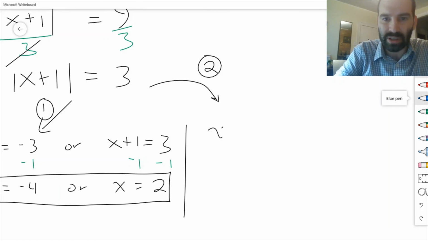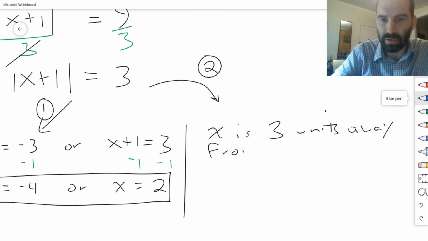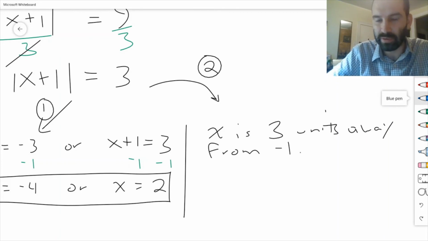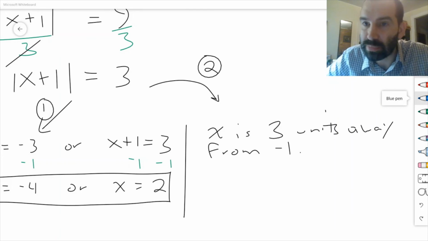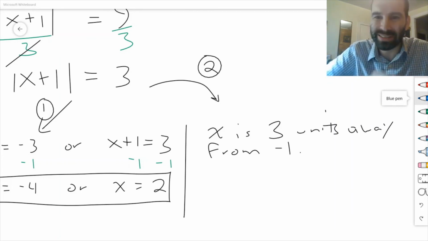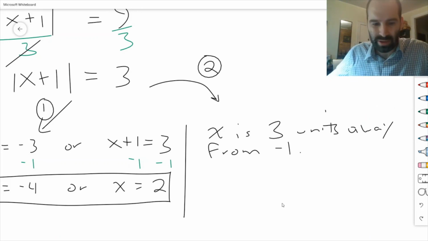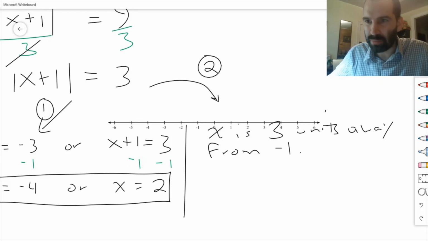In other words, x is 3 units away from negative 1. Right? Because we're adding 1, so it becomes a negative 1. That's what we're subtracting, a negative 1 to get a plus 1. X is 3 units away from negative 1. The distance between x and negative 1 is 3. All right? So I could draw this on the number line.